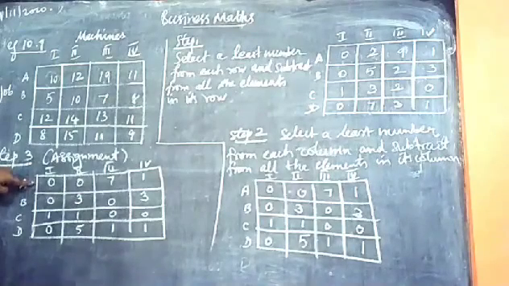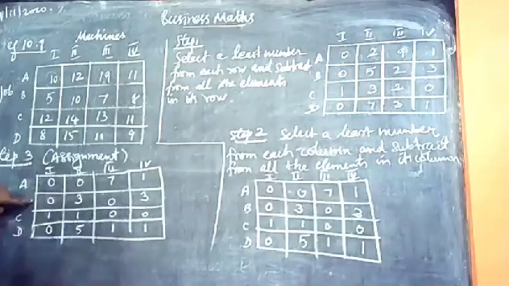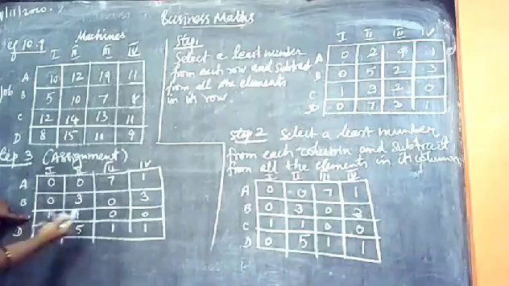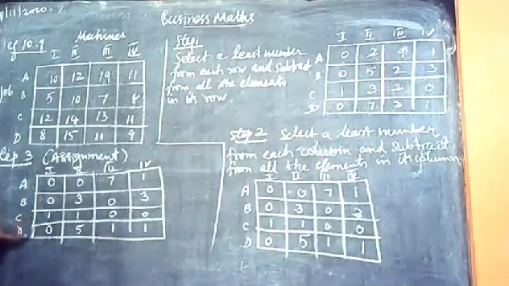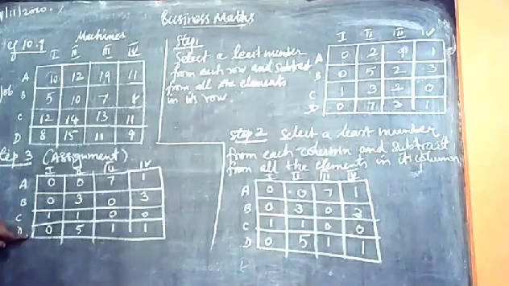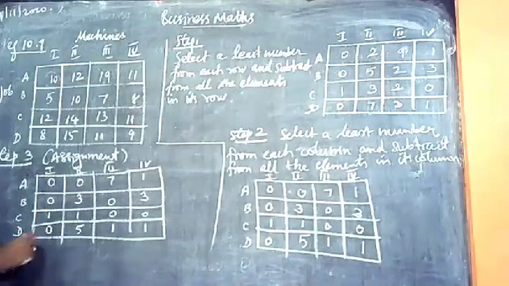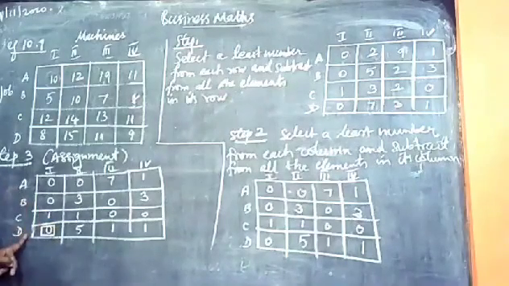I'm not going to assign to A. I'm going to check the second row. In the second row also I'm having 2 zeros, so I cannot assign. Coming to the third row, also 2 zeros, so I cannot assign. I'm coming to the last row. In the last row I'm having only one 0, so that is what I'm going to assign. Assign is nothing but putting a box around the 0.